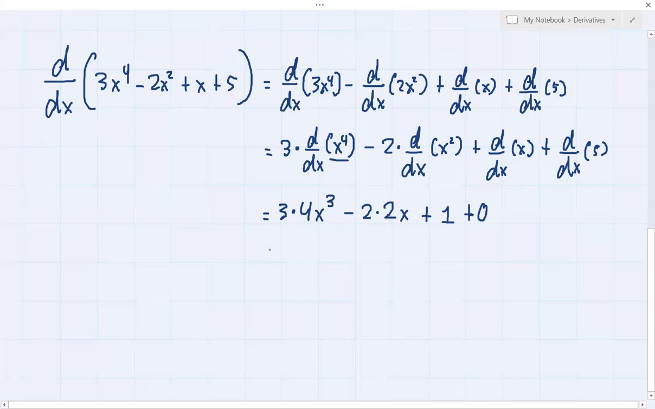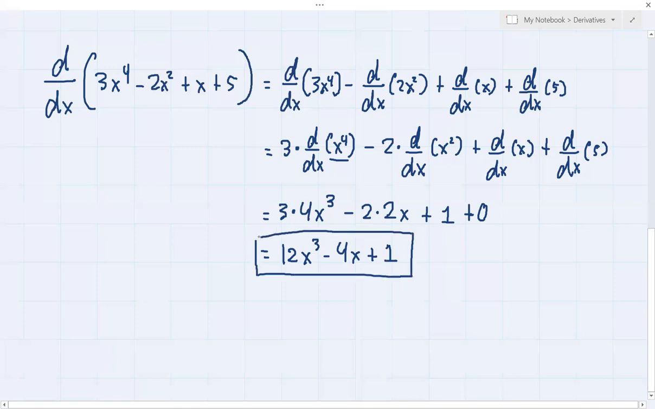So, let's simplify na. So, 3 times 4, we will have 12x cubed. Minus 2 times 2x, magiging minus 4x. And lastly, 1 plus 0, magiging 1 lang siya. Therefore, yan na yung final na sagot natin. That's it. We are all done. Okay? So, ganun lang naman. Okay? That's basically it. Okay?